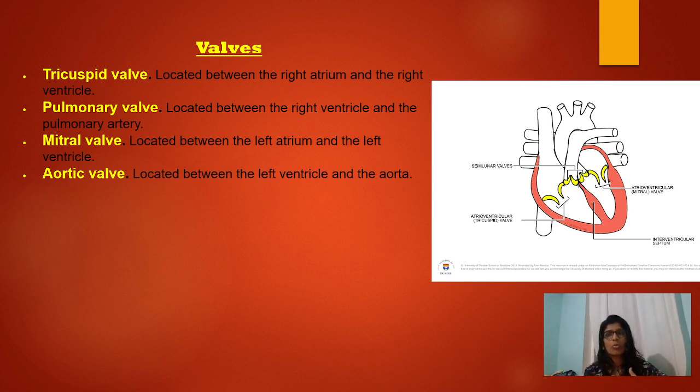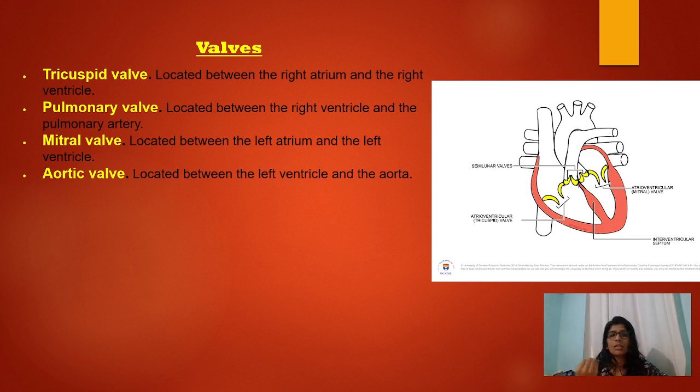What the tricuspid valve, or what valves do generally, is that they prevent the backflow of blood. Once the blood comes to the right ventricle, it shouldn't go back to the right atrium. So that is the function of a valve. The valve will basically prevent this backflow of blood.